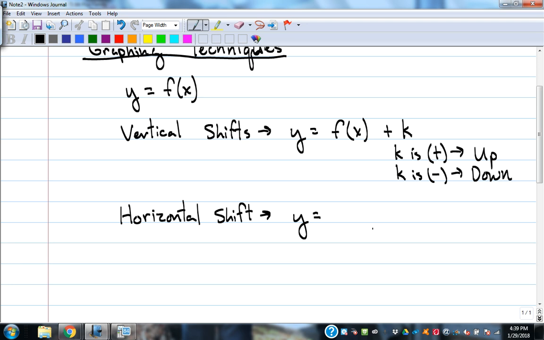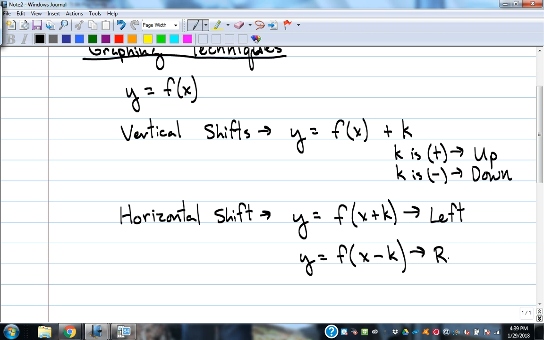That's where something happens on the inside. If it's a plus k on the inside, that k is just some arbitrary number that we're adding or subtracting to the x on the inside. That's going to shift it to the left, k number of units. If it's y equals f of x minus k, so they're subtracting something on the inside, it's going to move it to the right, that number of units.